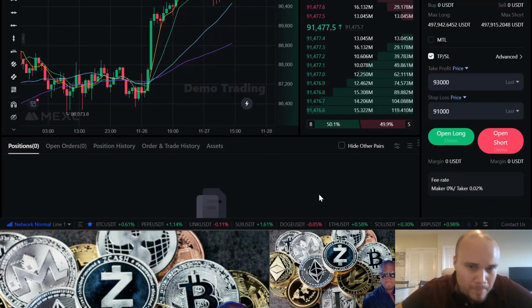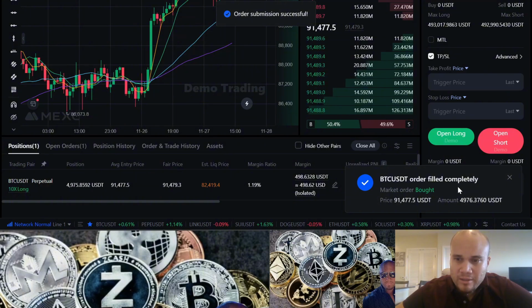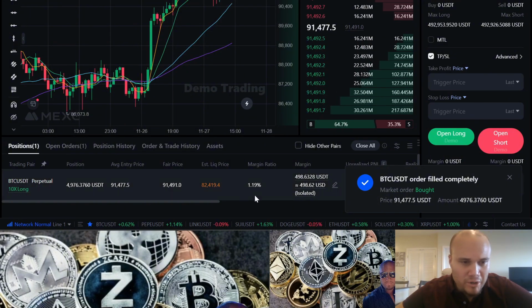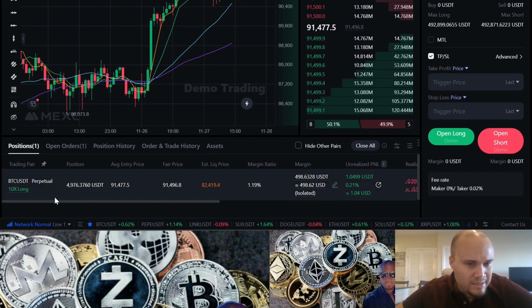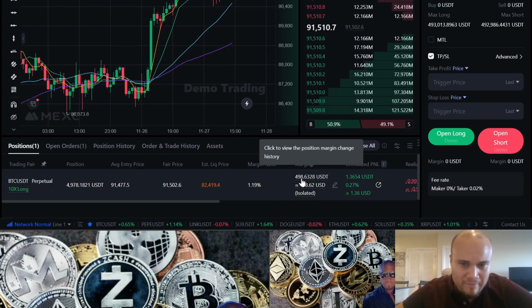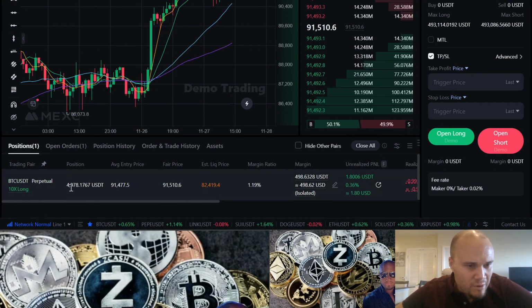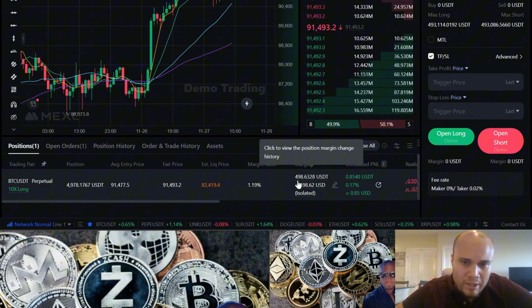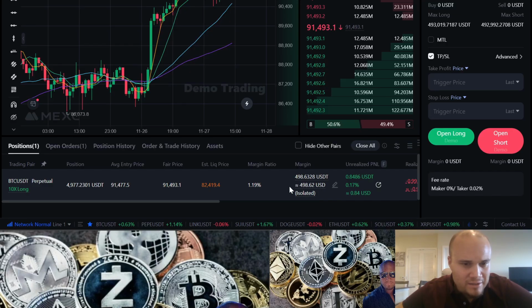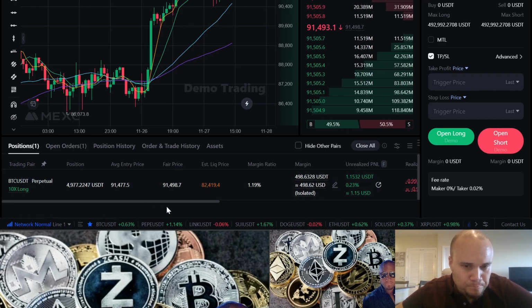So I click open long, and you'll see the order gets filled completely and immediately here because it's a market order. And you can see down here on the bottom, I am in a 10x long. Because I'm in a 10x long, that leverage multiplies the amount of margin that you're in, with $498 of your money, or in this case the demo account money, you multiply that by 10, and it gives you your position. I now have a $4,978 position in Bitcoin, but I only needed to use roughly $500 of my own money here to open up that big of a position.